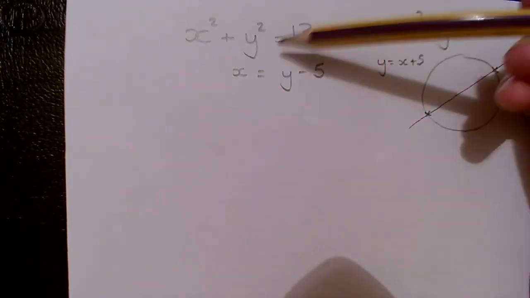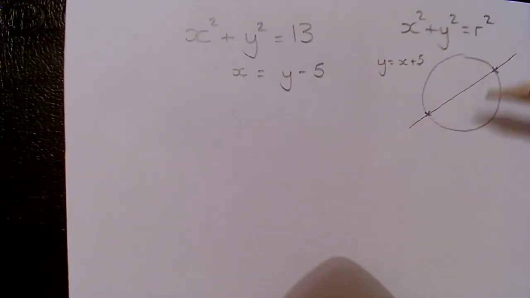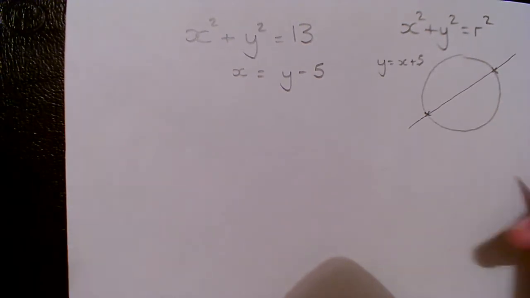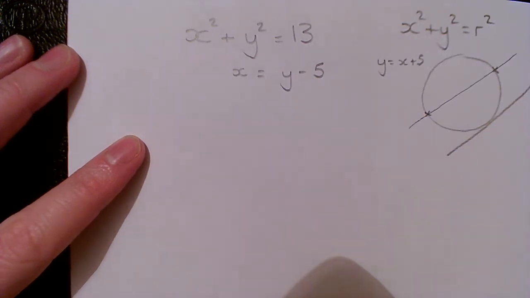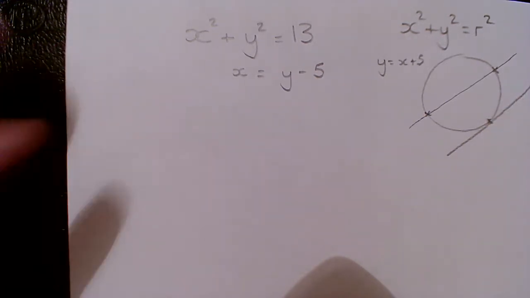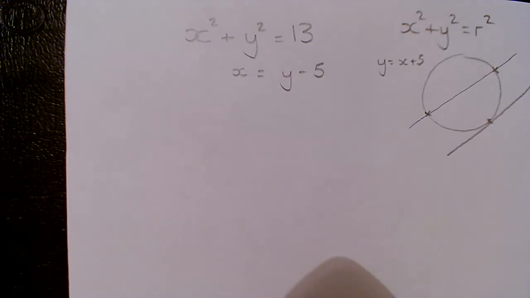So when I'm solving these, I'm going to be working out 2 points of intersection, so therefore 2 answers. Unless, I guess, the line was to go there, and then that would be a tangent and there'd only be 1 point. But we'll see what happens as we do this.